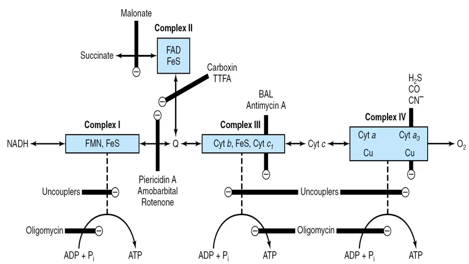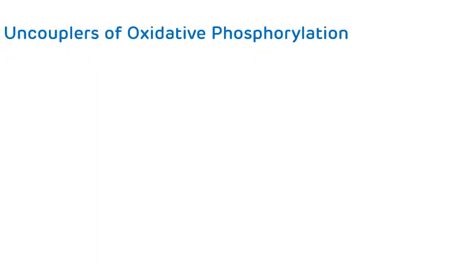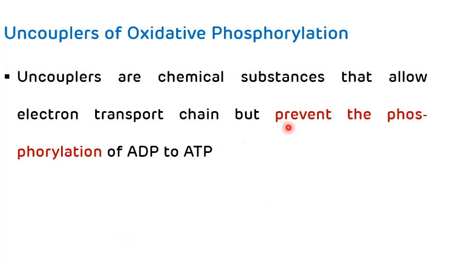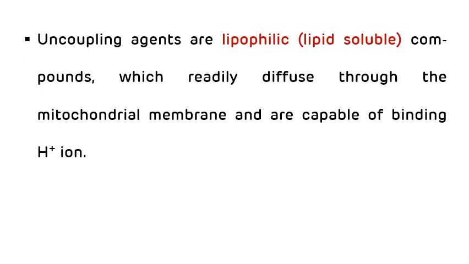Now let's see the uncouplers of oxidative phosphorylation in detail. Uncouplers are chemical substances that allow the electron transport chain to proceed, but they prevent the phosphorylation of ADP to ATP. So they allow the electron transport chain to occur properly, but there is no synthesis of ATP. These are rather toxic substances, and they are lipophilic, lipid-soluble substances, so they can readily diffuse through the mitochondrial membrane, and they are capable of binding to the H plus ion.